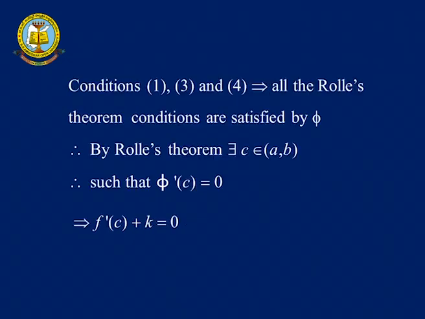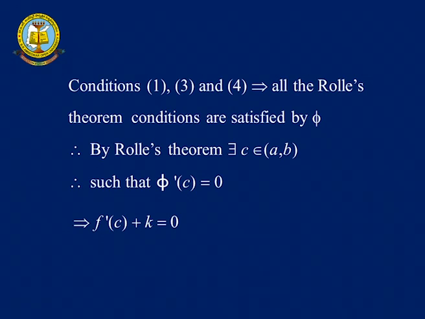Now, let us go to Rolle's theorem. What is Rolle's theorem? If f is continuous, f is derivable, and f of a equal to f of b, then we can apply Rolle's theorem. Here also phi is continuous, phi is derivable, and phi of a equal to phi of b, so we can apply Rolle's theorem. So, by Rolle's theorem, there exists c belongs to a comma b such that phi dash of c equal to 0.